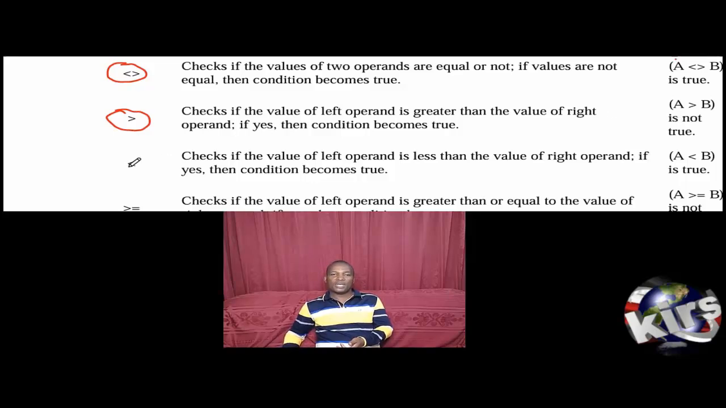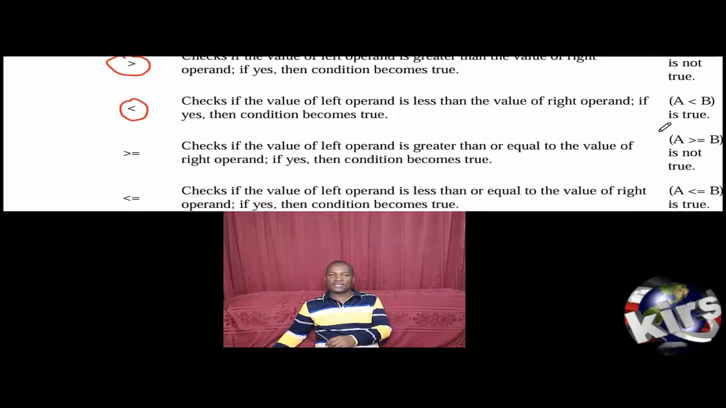And then the next one here, which is the condition for less than, checks if the value of the left operand is less than the value of the right operand, and if yes, then the condition becomes true. And we go back to our example. In our case, A was 2 and B was 7, then 2 is less than 7. Of course that one is true.